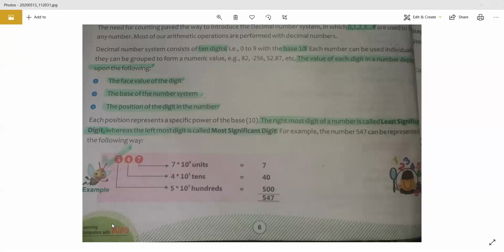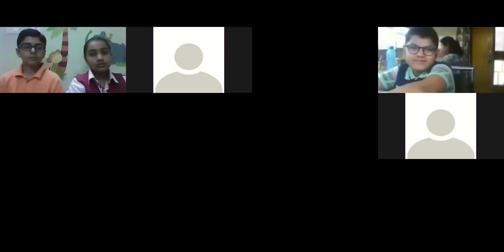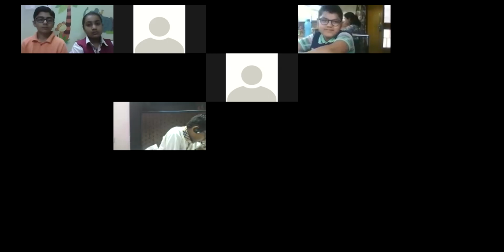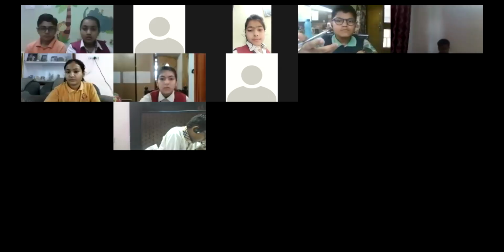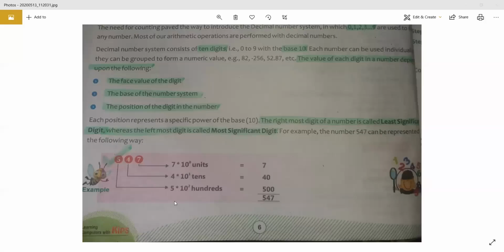So one thing is that you have to multiply the face value. What is the face value of something? Like if it is 7, it's a constant, right? So the value of 7 is only 7. Okay, so 7 is the face value of this particular digit. So the base of the number system is beta 10. Okay, the base of the number system is 10, right? And then we have to give powers.